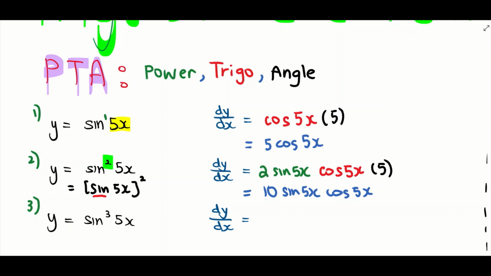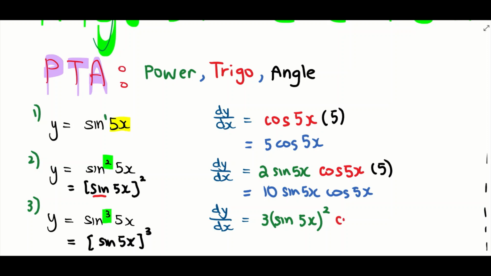Now power 3. The example has power 3. So what is power 3? If I simplify it, I will just take out the power first. Same thing, we are going to do the power trigo angle step. We will bring down power. Power minus 1 means what's the power of my 5 sine 5x? 2. Leave it here first.